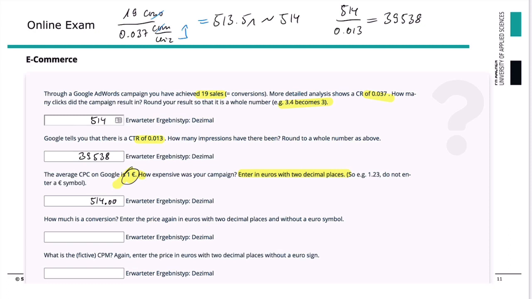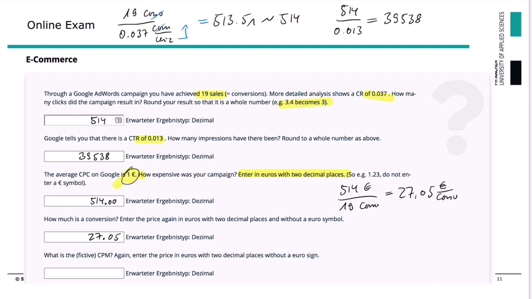How much is a conversion? I simply can calculate now 514 euros divided by my 19 sales. These have been my conversions. And I will end up with 514 divided by 19, roughly 27.05 euro per conversion. And I will enter these 27.05 in here.